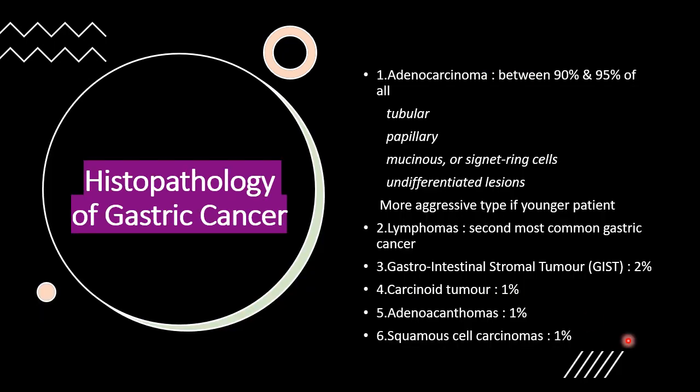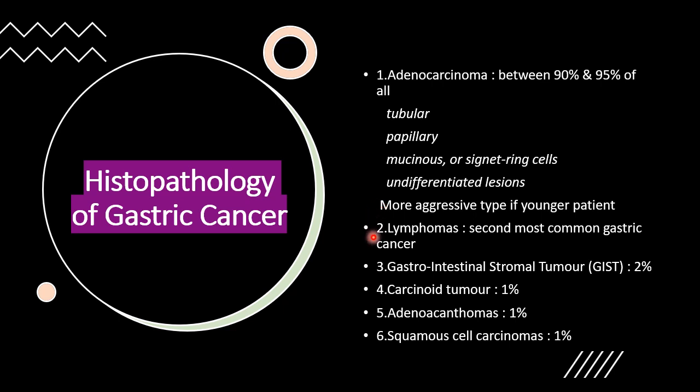Now, the histopathology of gastric cancer. What are the different histological types that you have? First, you have adenocarcinoma, which is the most common. 90 to 95% of all gastric cancers are adenocarcinoma. And according to the histological variety, it can be tubular, papillary, mucinous or signet ring cell, and undifferentiated lesions. Younger patients tend to have a more aggressive histological type of cancer.